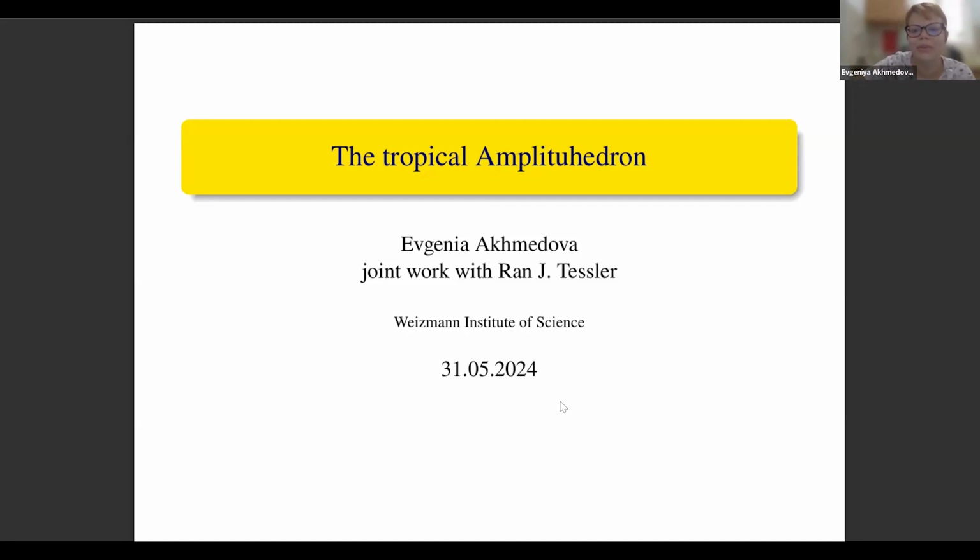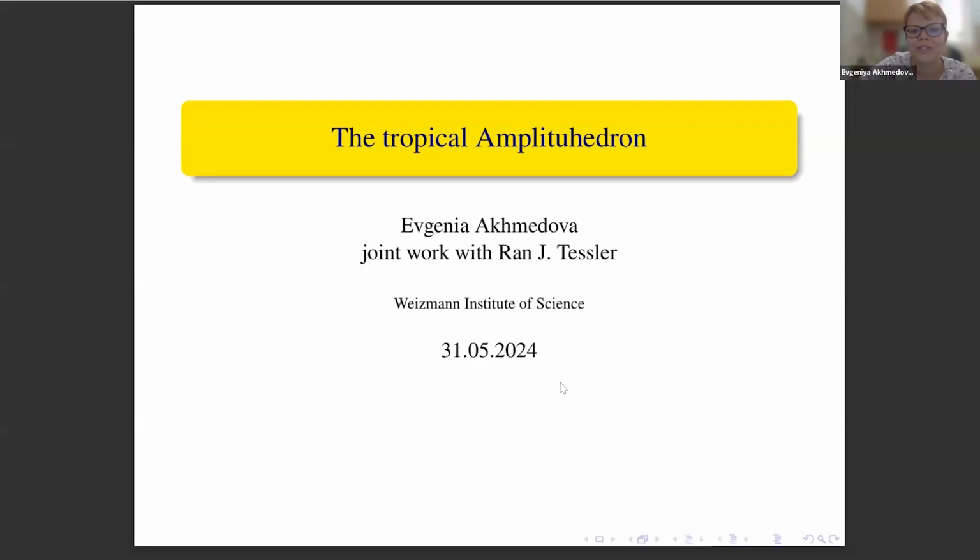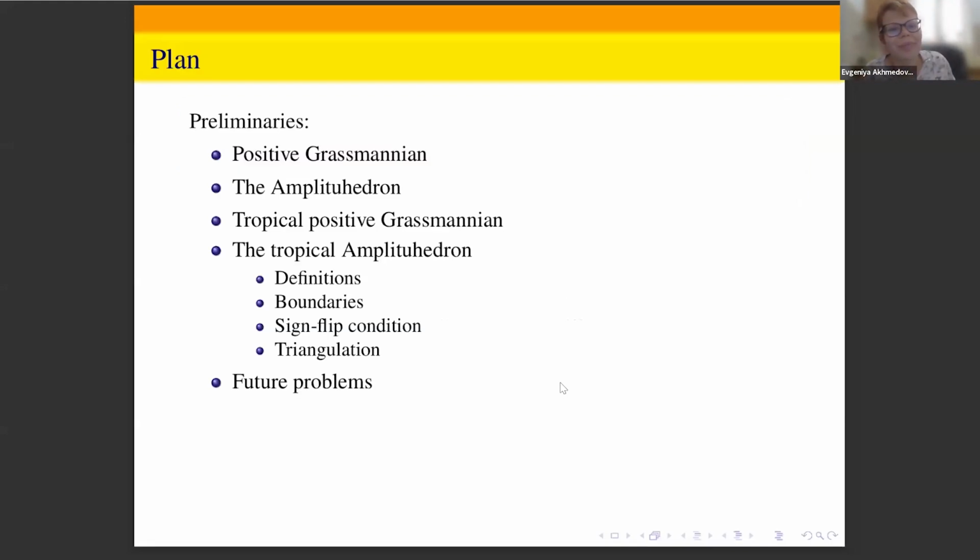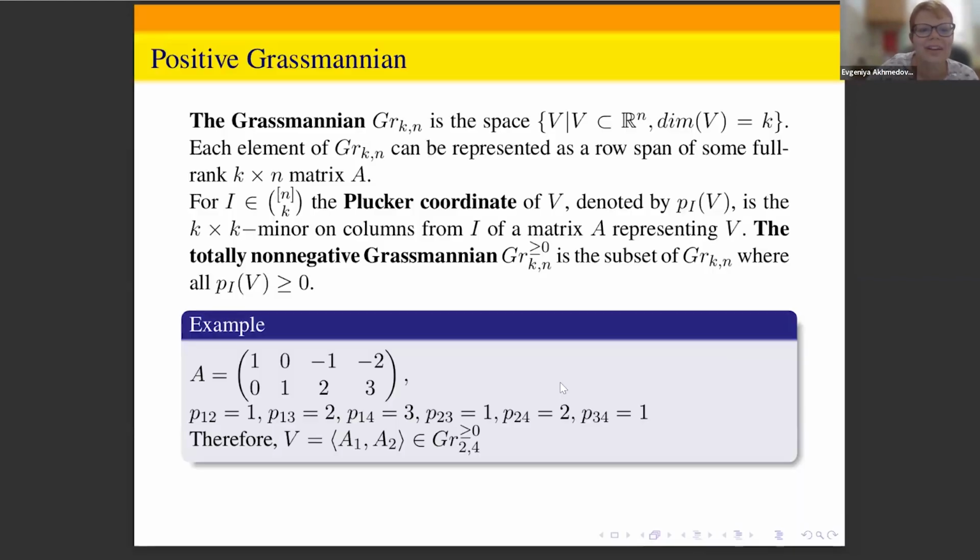I'll try to stick to the schedule. Do my best. A good thing about the conference is that we can skip over the first few definitions. So I'll need to recall some definitions from tropical geometry, talk about the tropical positive Grassmannian, and then we'll get to the object itself and why we even want to think about it.